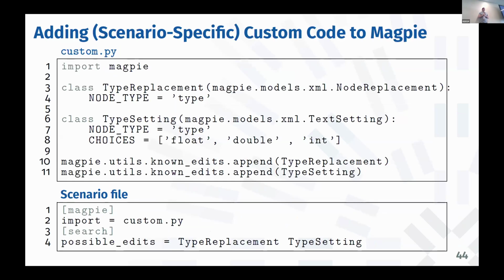If you want to provide your own code, you can do that very easily by simply adding import equals your file in your scenario file. And you can, for example, write there, so import Magpie because that's a library. Those are two examples of two new transformations. One is the replacement of any node which is called type. And the second one is text setting. So it will take a node which is a type and replace the content of the type, for example, with either float or double or int.